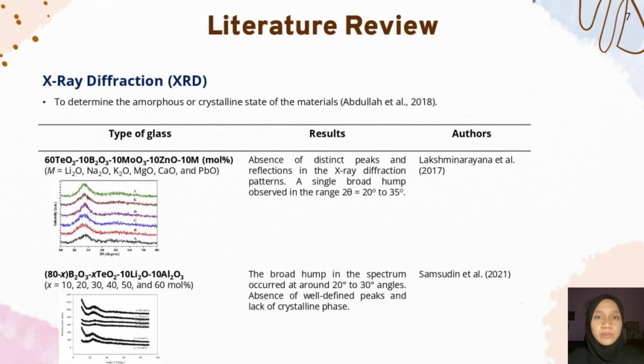A single broad hump observed in the range 2 theta equals 20 to 35 degrees represents the glass structure's intermediate range order. Another study conducted by Samsudin et al. in 2021 revealed that the broad hump in the spectrum occurred at around 20 to 30 degrees, corresponding to the non-crystalline mid-range structure. The absence of well-defined peaks shows the short-range atomic arrangement and the lack of crystalline phase, indicating the sample's amorphous nature.